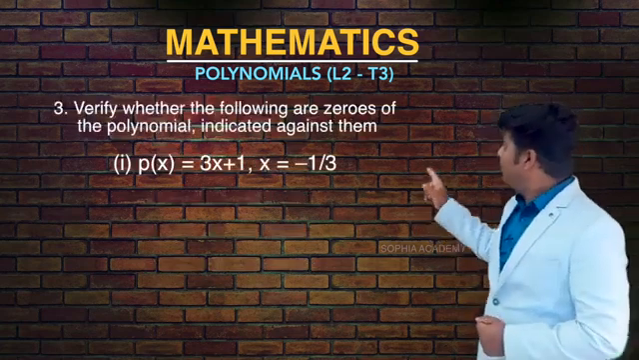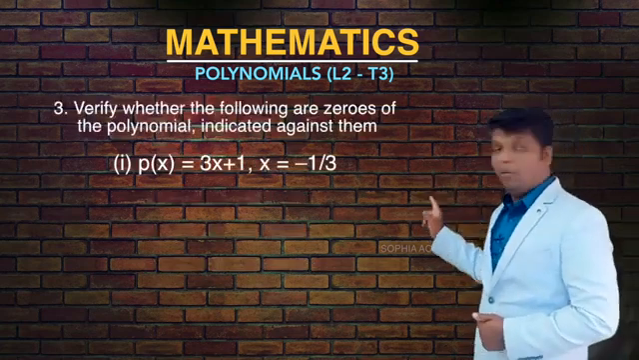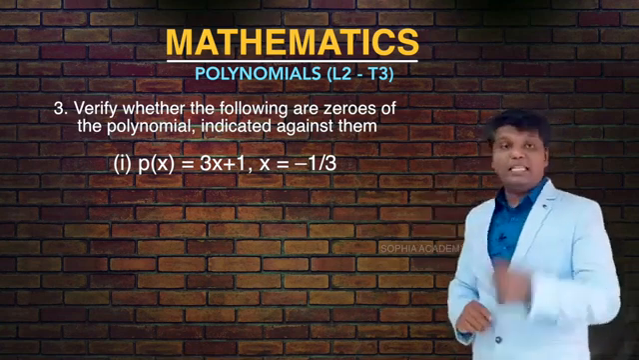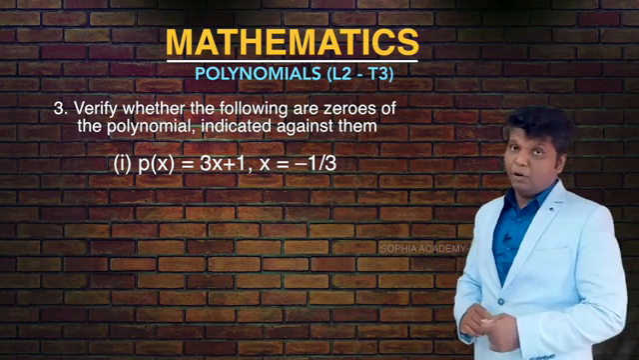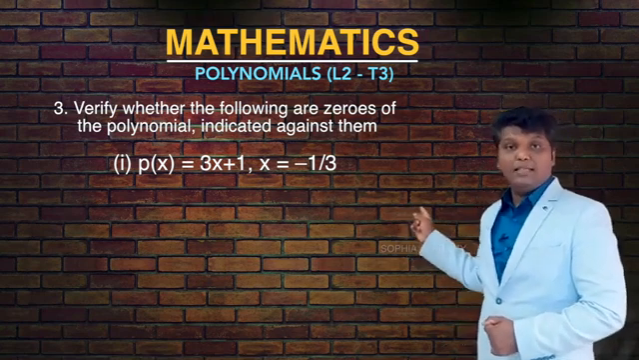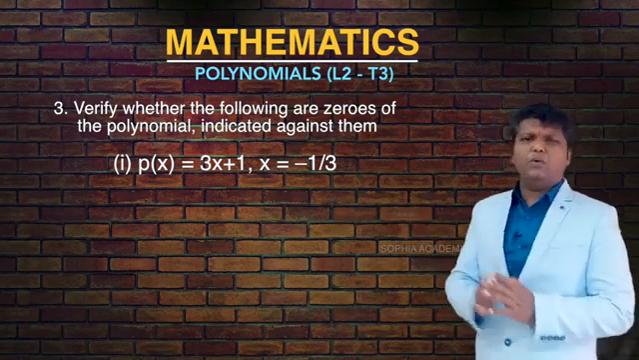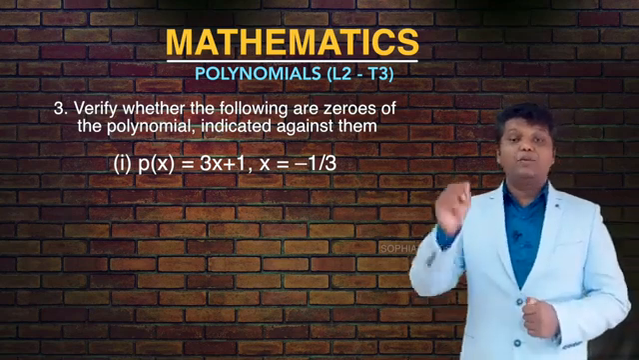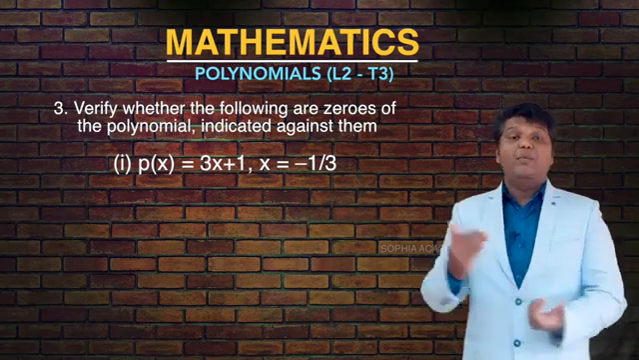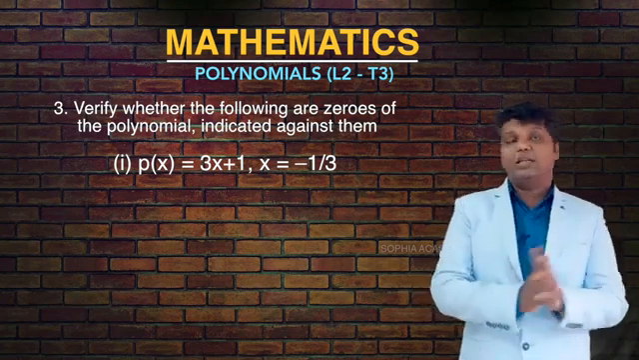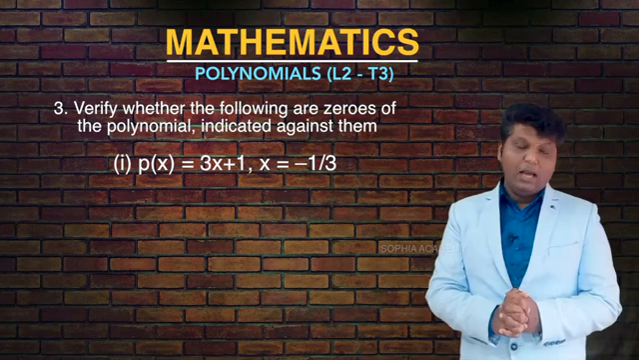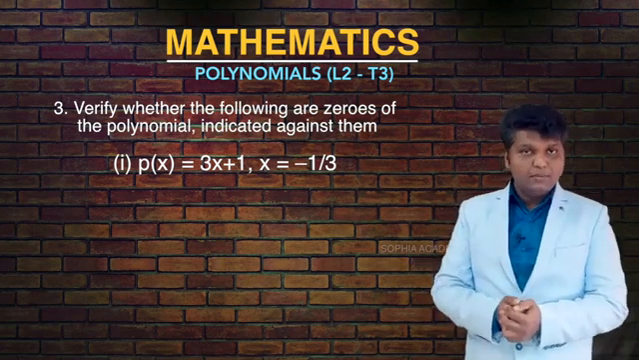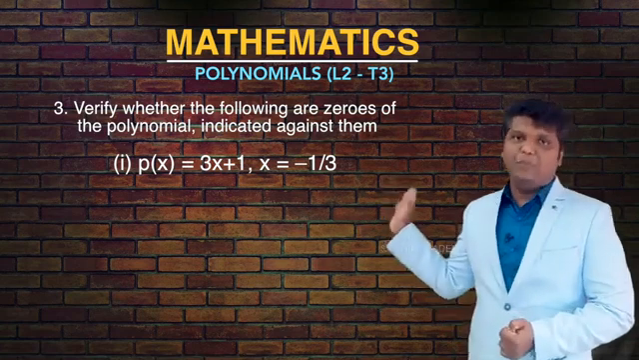Here goes. P of x is equal to 3x plus 1, comma, x is equal to minus 1 by 3. Means there is a polynomial given, 3x plus 1. That is the polynomial. And on the right hand side, you can see after the comma, what is given there? A solution is given. I mean, a zero is given. x is equal to minus 1 by 3. And we have to check whether this minus 1 by 3 is the solution of the given polynomial or not. How will you find the solution? Or how will you find whether it is the zero or not? Just by finding P of minus 1 by 3.